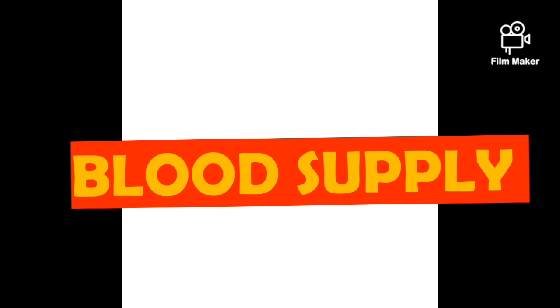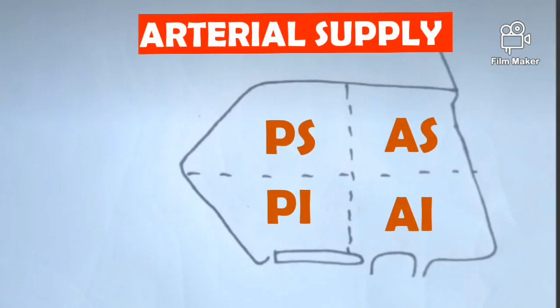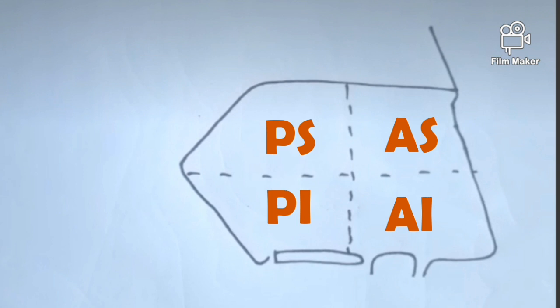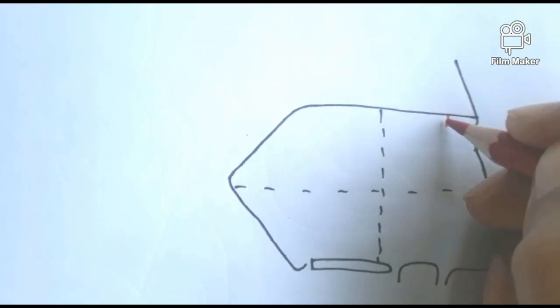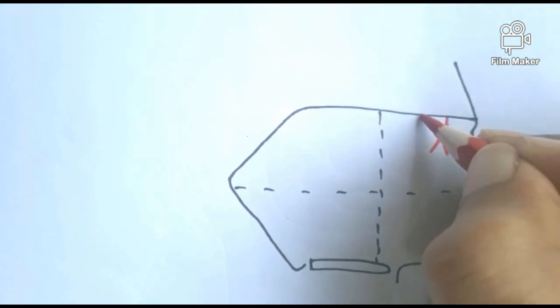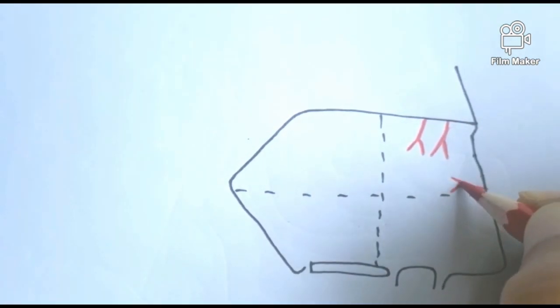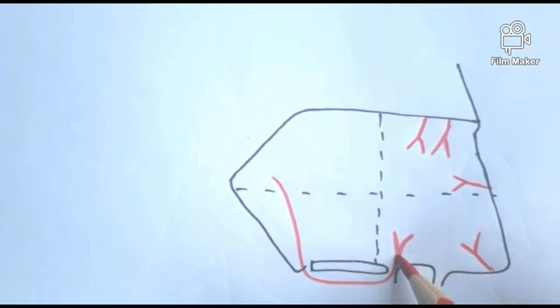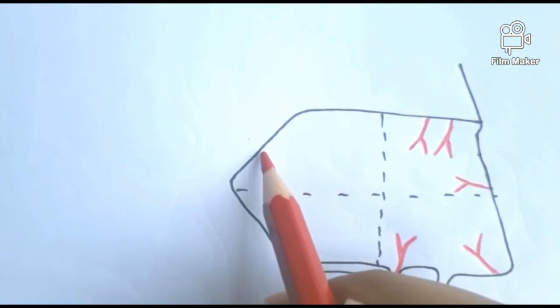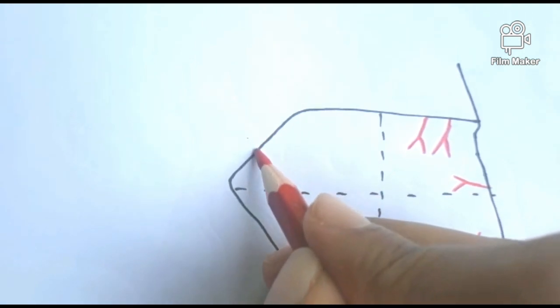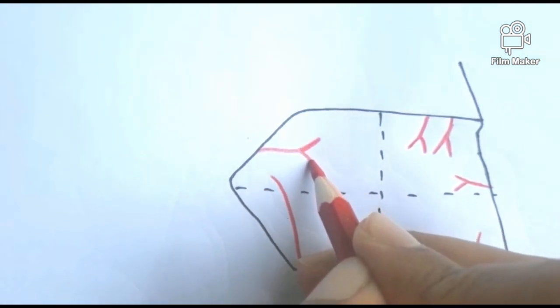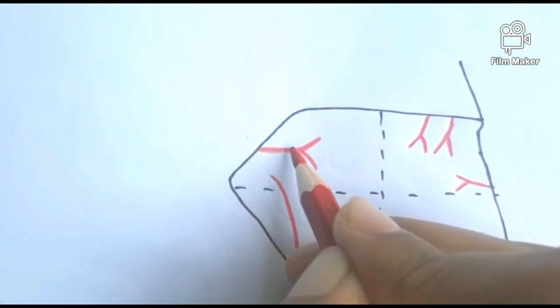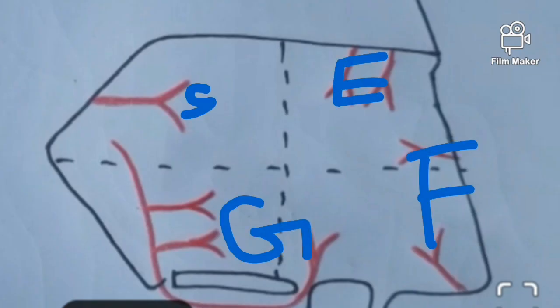Blood supply. First, we'll start with the arterial supply. For that, we divide the lateral wall into four: anterosuperior, anteroinferior, posteroinferior, posterosuperior. In the first quadrant, we have the anterior ethmoidal, posterior ethmoidal and facial artery branches. In the second quadrant, we have facial artery branches and also the greater palatine artery. In the third quadrant, it is the greater palatine artery. In the fourth quadrant, we have the sphenopalatine. So, it extends from the sphenoid to the palatal region. So the mnemonic is E, F, G, and S. E is ethmoidal, F is facial, G is greater palatine, and S is sphenopalatine.